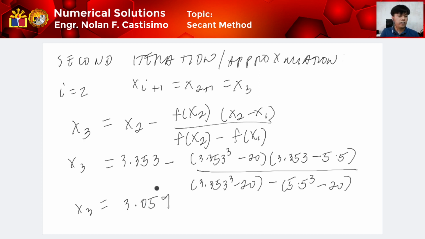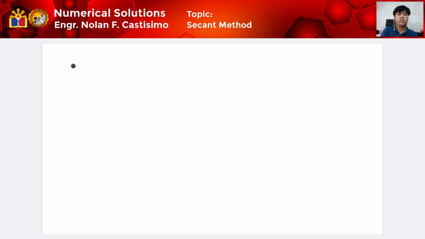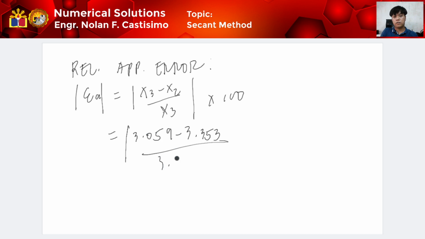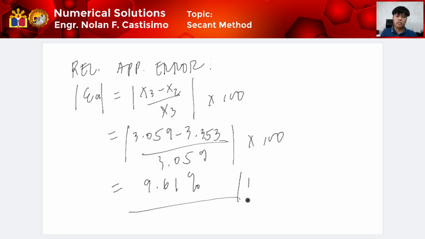3.059. Ayan. And then, kunin ulit natin yung relative approximate error niya. Okay. So, we now have our formula: x3 minus x2 divided by x3, times 100. And yung value natin, absolute 3.059 minus 3.353. Yan. Times 100. So, we now have 9.61%. And this is the end of our solution.